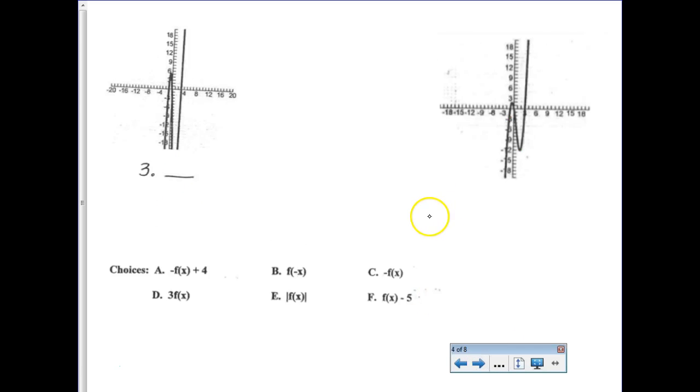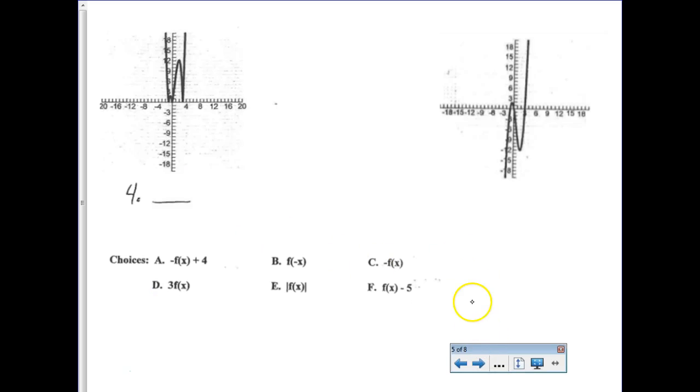So number 3, I can tell by just the shape of the graph that it's been vertically stretched. So look at your choices. There's only one that's been vertically stretched. Do you see it? A vertical stretch would look like a coefficient in front of the function. Would it be choice D? Yeah. And since that's the only one with a vertical stretch, I don't really have to count and make sure it's a stretch of 3. I'm sure it is.